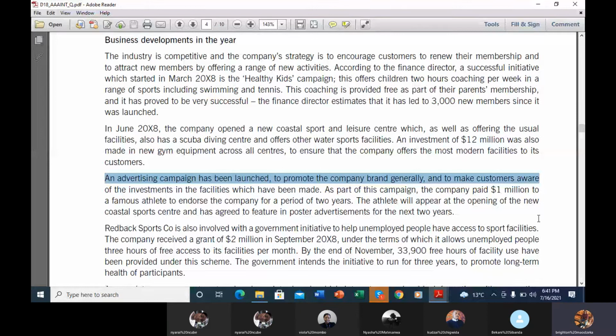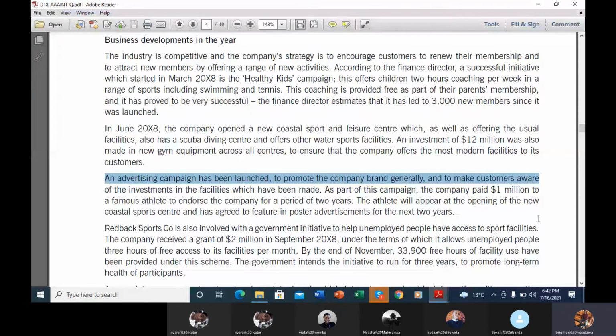So am I right? Amount paid to a famous athlete or someone, endorsement fee. Simple as that. Someone can say advertisement fee, it's fine. But the purpose of this is endorsing the company, to advertise the company. So you have to identify: the company paid $1 million to a famous athlete to endorse the company for a period of 2 years. That's good.